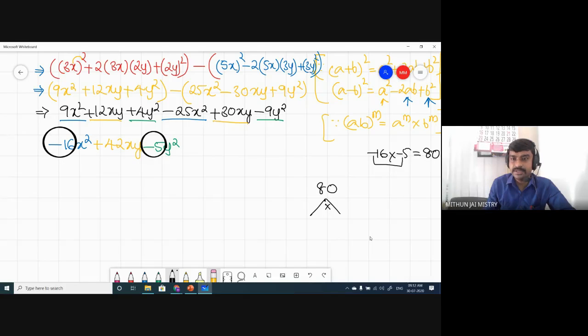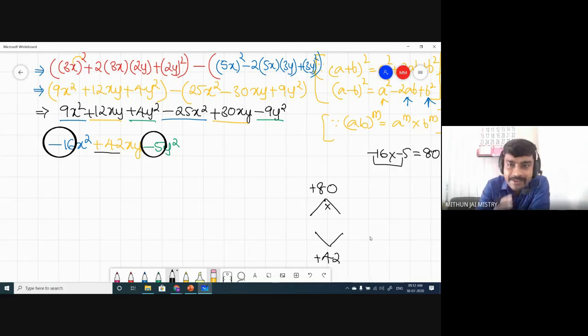So when you multiply two numbers, you should get 80. Now the next thing is, what is the middle term? It is plus 42. So I will write here plus 42, and this is plus 80. I think you understood how I am getting this: first term into last term. If the middle term were minus, I would have written minus, but as it is plus, I have written plus.